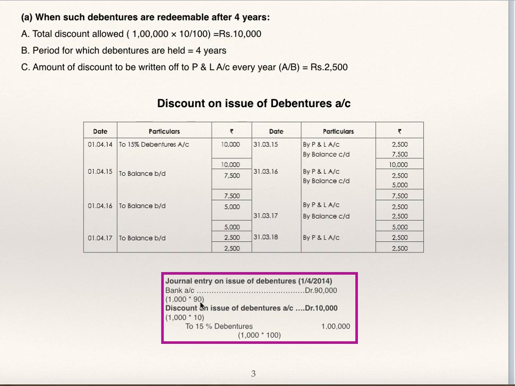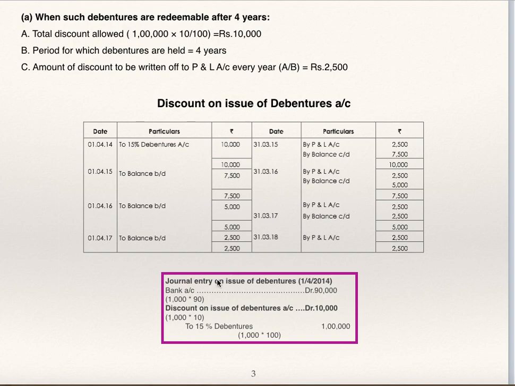Bank account debit 1000 into 90,000. Discount on issue of debentures account debit 1000 into 10,000, to 15% debentures 1,00,000 into 100. This entry is to be passed at the time of issue of debentures. Debentures are issued at discount and discount is 10,000. Now how this discount is to be written off when such debentures are redeemable after 4 years.